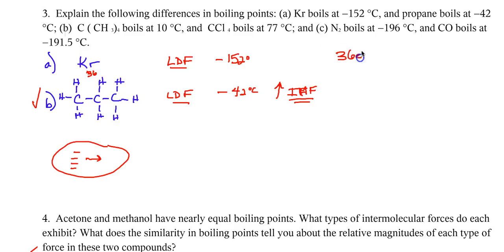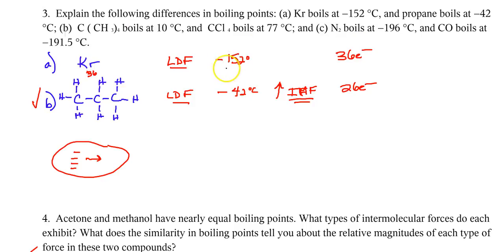36 electrons. Okay, well, how many electrons do I have here? Well, each carbon is atomic number 6, so 6 times 3 is 18, plus 19, 20, 21, 22, 23, 24, 25, 26. So 26 electrons. Hydrogen is atomic number 1, so 1 electron there. You might expect, because there's more electrons in krypton, it's more polarizable.